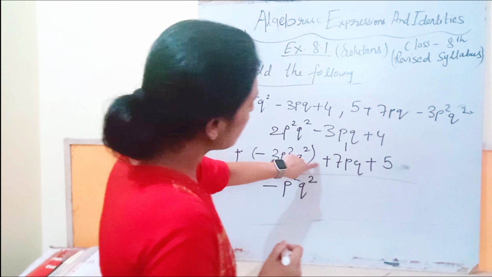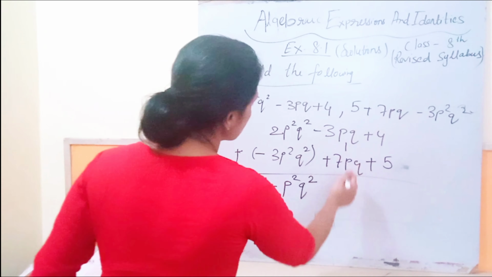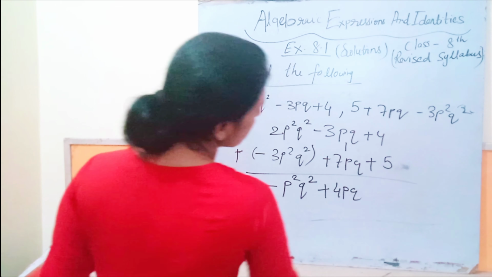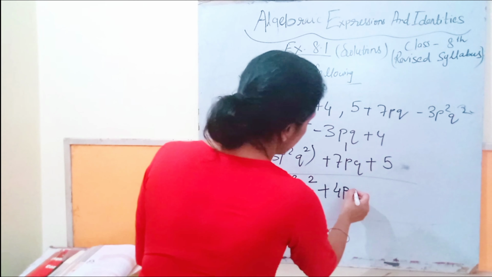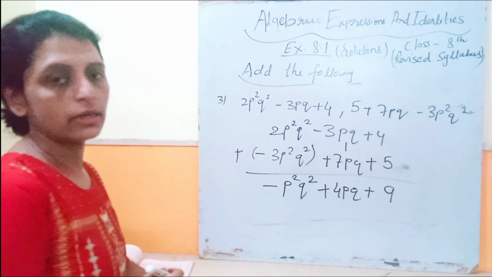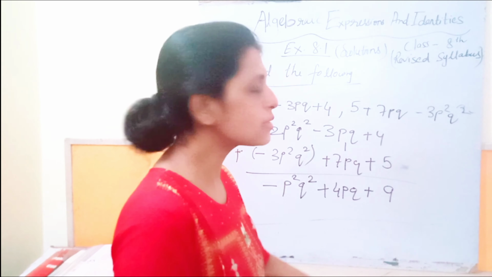Okay, plus minus again minus, and sign will be of the bigger number. So 7 makes it bigger, plus 4pq, because 7 is the bigger number having the positive sign, and plus 5 plus 4 is 9. So the answer is minus p square q square plus 4pq plus 9.